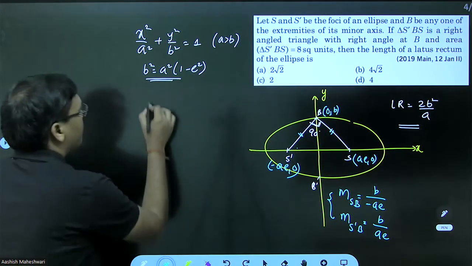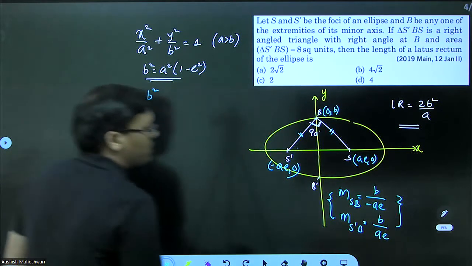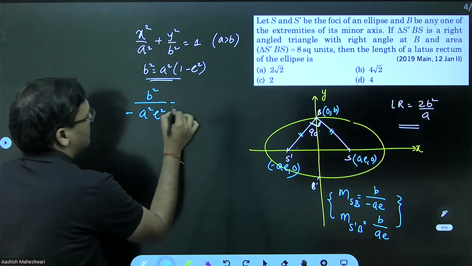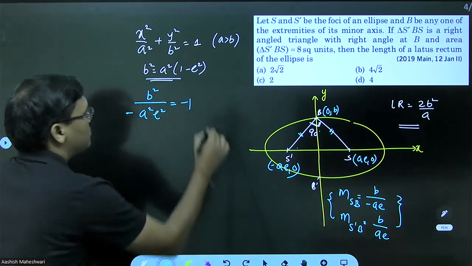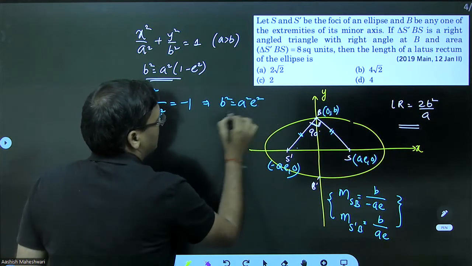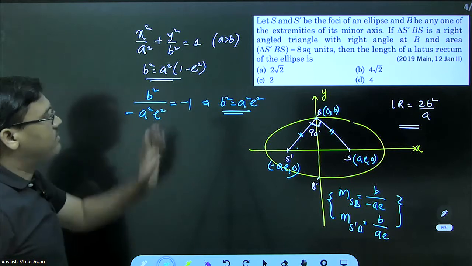So you can see I can write b square, I'm just multiplying these two: b square upon minus a square e square is equal to -1. You can check this, multiply, right? So what we have here is b square is equal to a square e square. This is the relation we have. Right.